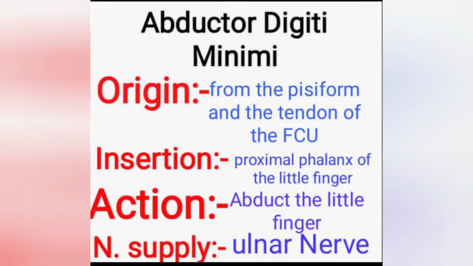Second is abductor digiti minimi. It originates from the pisiform and the tendon of flexor carpi ulnaris and it inserts into the proximal phalanx of the little finger. Its action is the abduction of the little finger.